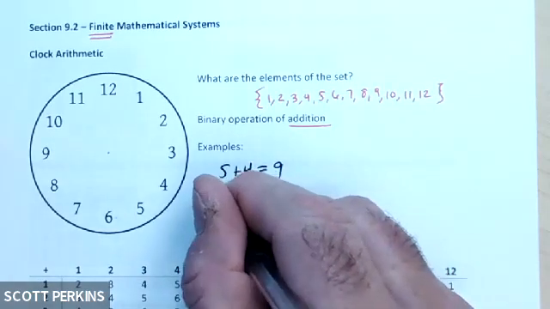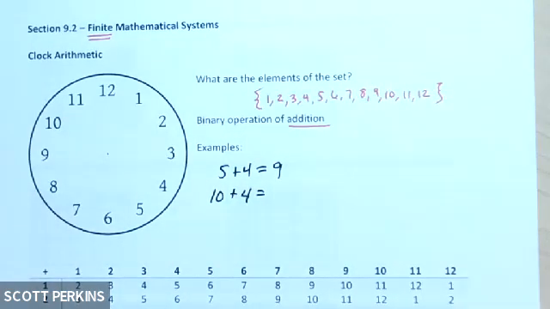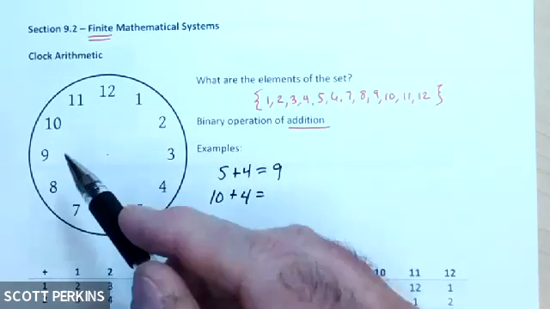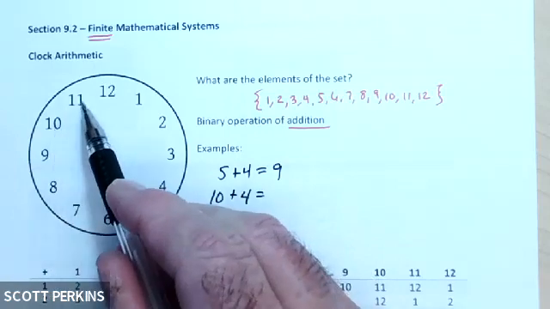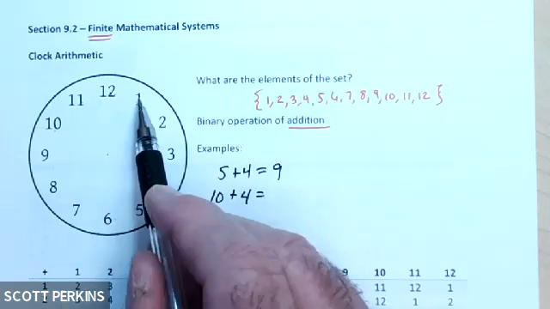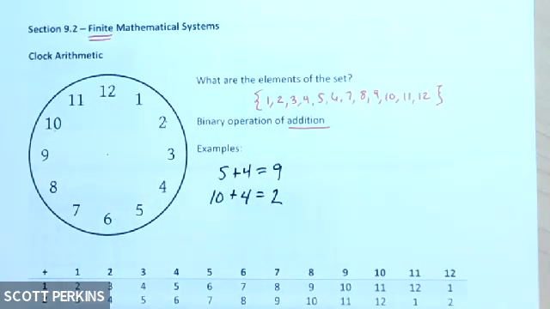Let's say I have 10 plus 4. Now the only elements I can come up with here are 1 through 12. So looking at my clock, when I do 10 plus 4, if it's 10 o'clock and I say meet me in 4 hours, what time are you going to meet me? 2. Right. So we go 10, 1, 2, but then my system, since it's circular, it resets, 3, 4. So 10 plus 4 is equal to 2. It's not equal to 14. We are dealing with just the elements 1 through 12.